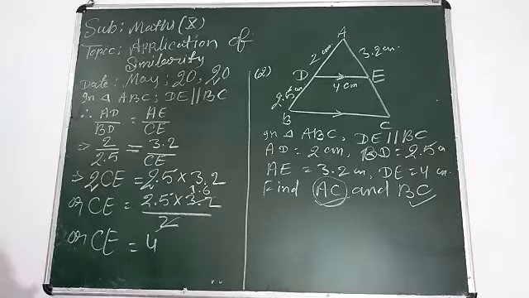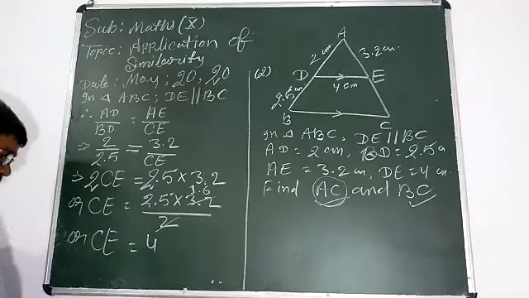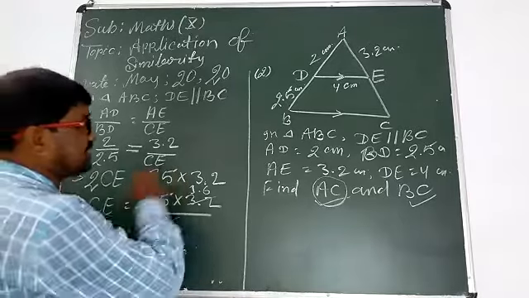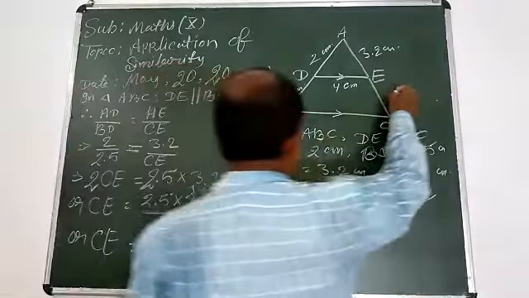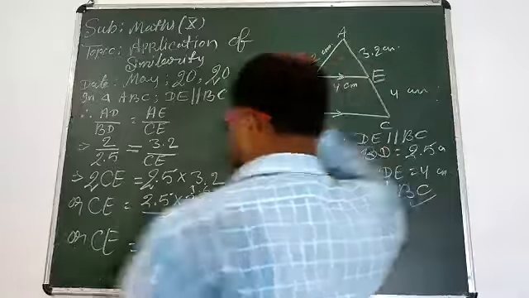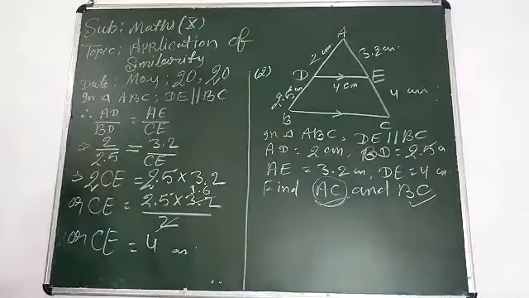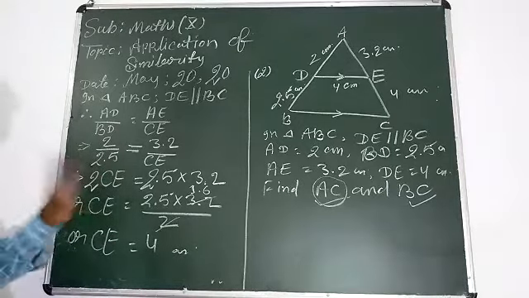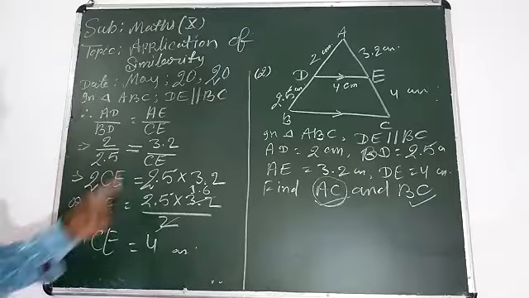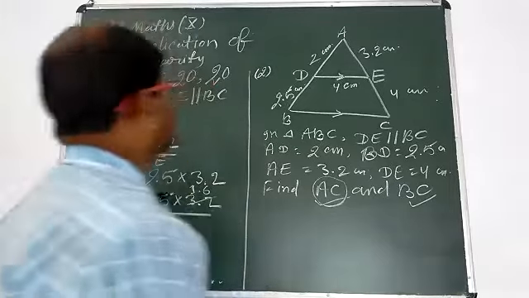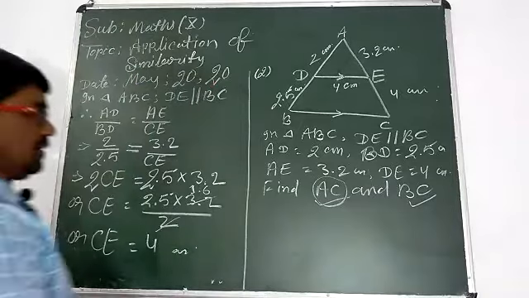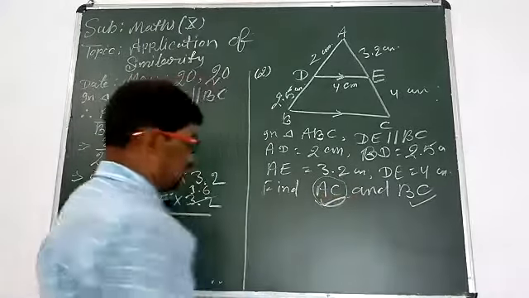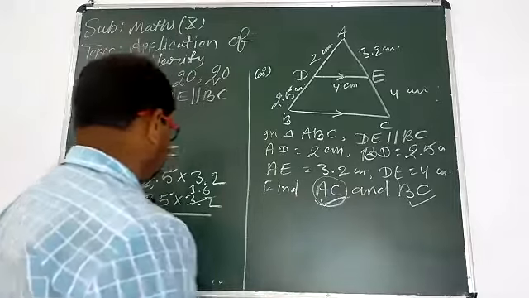Am I right, student? CE is 4 cm now. Understood? But you should always mind the operation yourself. Check. What do you want to get? AC.